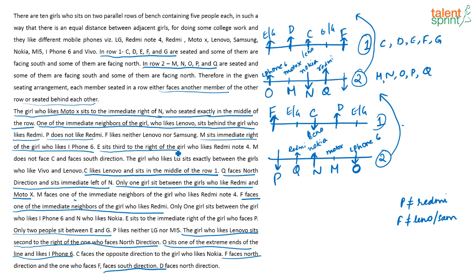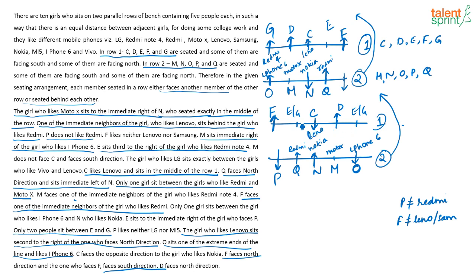E sits third to the right of the girl who likes Redmi Note 4. Okay, so here we have the directions, correct? Which is the girl who should like Redmi Note 4 here? This has to be the girl who likes Redmi Note 4, because E is sitting third to her right. Third to the right means it has to be here only. So this has to be G and this will be E. If this was the case, which will be E and which will be the person who likes Redmi Note 4?